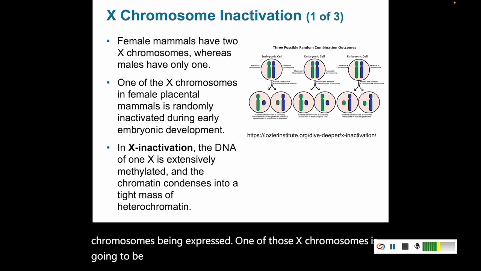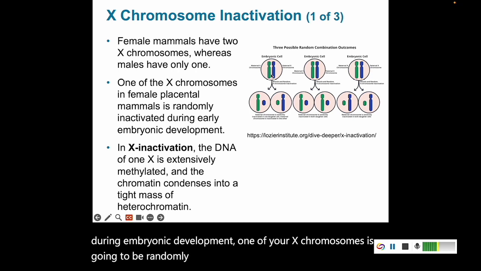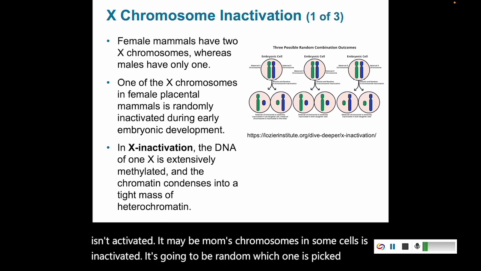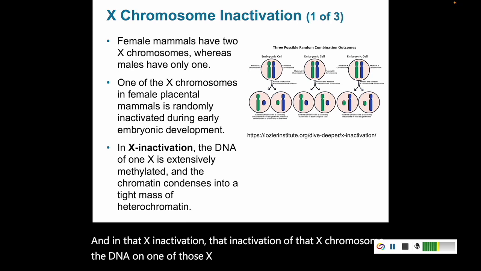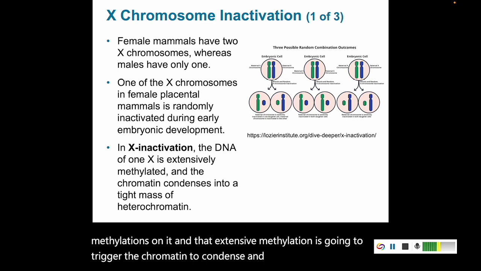So early during embryonic development, one of your X chromosomes is going to be randomly inactivated. Here are some different pictures showing that you have a chromosome from mom and from dad. It may be dad's chromosome in some cells that is inactivated. It may be mom's chromosome in some cells that is inactivated. It's going to be random which one is picked. And in that X inactivation, the DNA on one of those X chromosomes is going to have a lot of methylations on it. And that extensive methylation is going to trigger the chromatin to condense. And you end up with this tight mass.